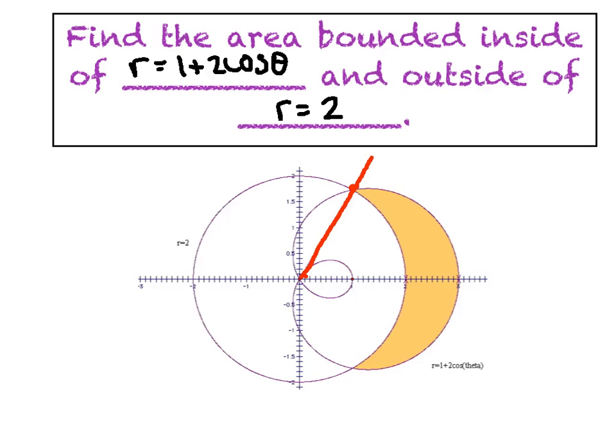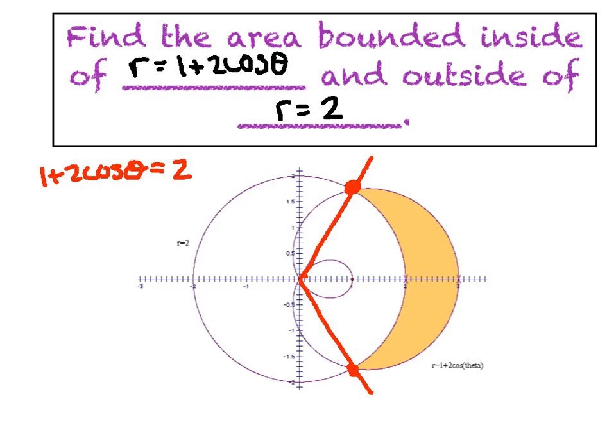Now there is a second intersection down here, but like most of these polar curves, we're probably going to take advantage of the symmetry. We're going to find the area of the top half of that crescent and then double it eventually. So here's the trick. How do I find that intersection point right there? All we're going to do is set those two equations equal to each other. We're going to say that 1 plus 2 cosine theta is equal to 2.